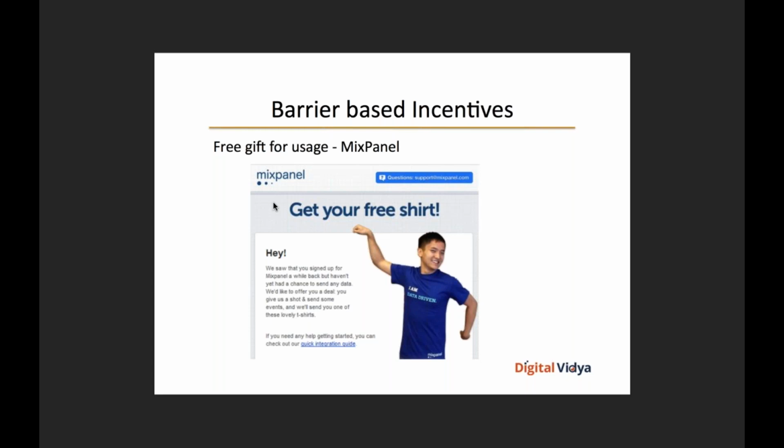Here's the other one, right? You could also use incentives for breaking down barriers. For example, Mixpanel is giving users a free T-shirt because they haven't actually signed up, and this actually says that I'm data driven as well.